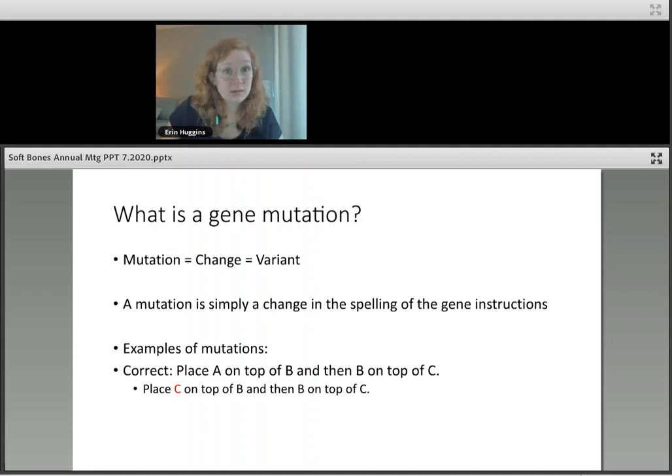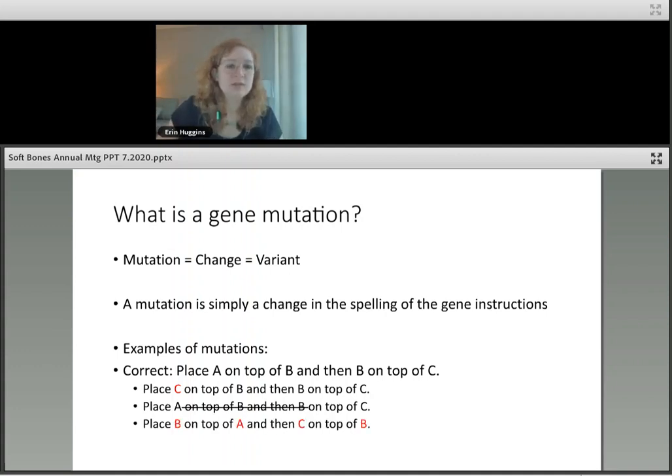You can have a mutation that's a literal spelling change. You can see A here has been changed to C. So place C on top of B, and then B on top of C. That instruction no longer makes sense, so I would not be able to follow that instruction. You can also have deletions within a gene, a deletion of a certain set of instructions. If you think about tearing a page out of an instruction manual, you're probably not going to be able to make your final project. With this deletion, the instruction now says place A on top of C. Now that instruction makes sense, okay, I'll place A on top of C, but I'm not going to get the product that I'm supposed to get whenever I have that kind of mutation.